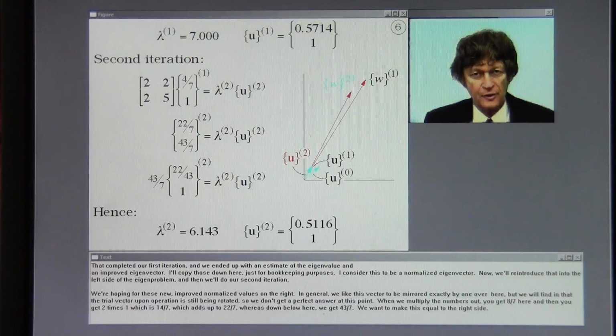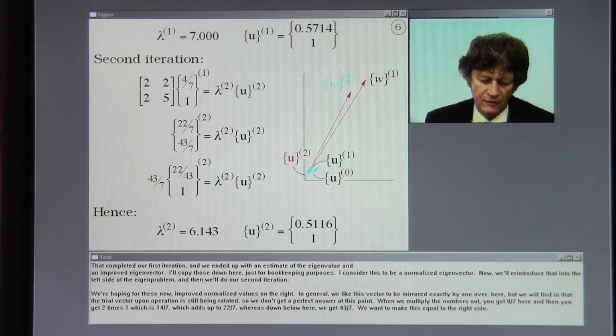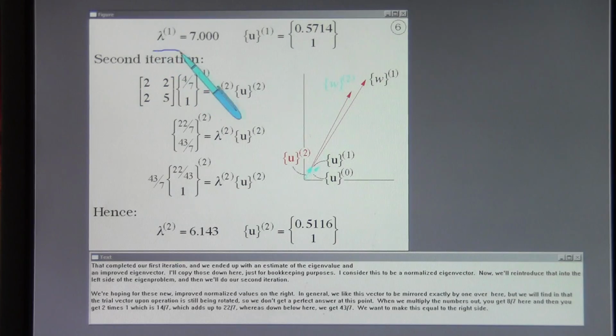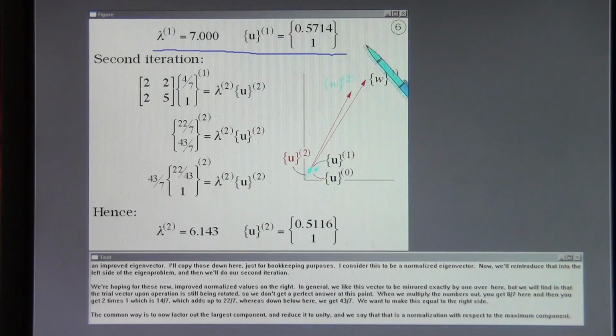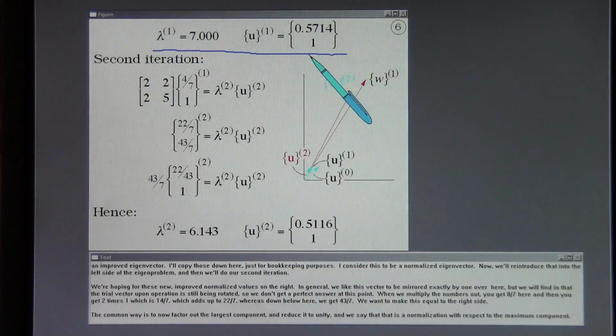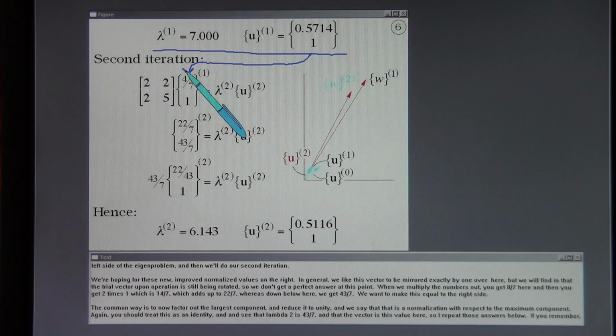That completed our first iteration, and we ended up with an estimate of the eigenvalue and an improved eigenvector. I'll copy those down here just for bookkeeping purposes. I consider this to be a normalized eigenvector. Now we'll reintroduce that into the left side of the eigenproblem, and then we'll do our second iteration. We're hoping for these new improved values on the right.